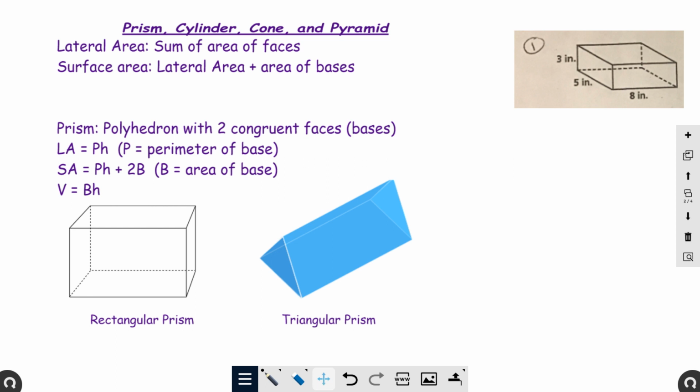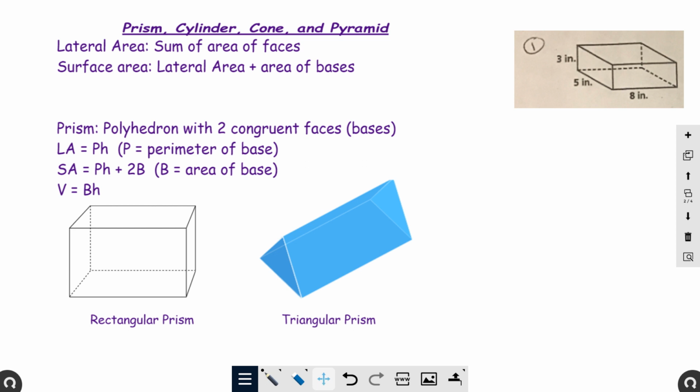While you're writing this down, just to let you know, on the problems that you have tonight for homework and tomorrow, we're going to be finding 3 things for each shape that you have. We're going to find our lateral area, our surface area, and our volume. So today we're going to look at prisms and cylinders. Tomorrow we're going to look at pyramids and cones.